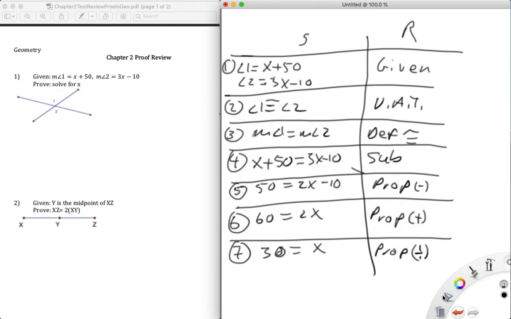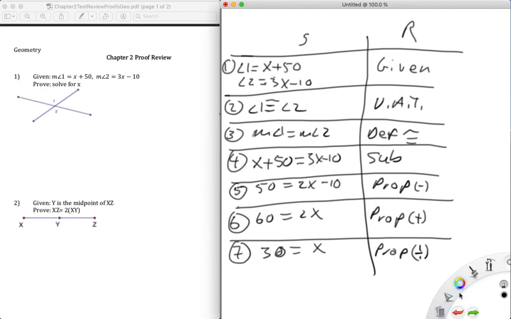Then I can subtract x from both sides and say 50 is equal to 2x minus 10, subtraction property of equality. Then I can add 10 to both sides and say 60 is equal to 2x, addition property of equality. Then lastly, I can divide by 2 and say that x is equal to 30, division property of equality. And that's proof number 1.